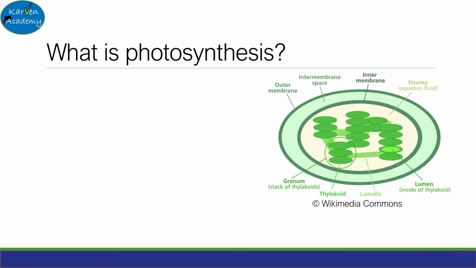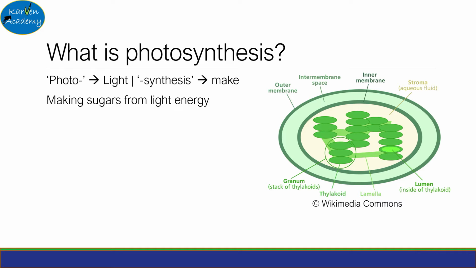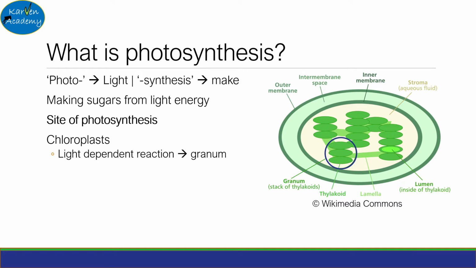Okay, let's answer what is photosynthesis. Photo refers to light, and synthesis means make. And in the context of plants, essentially photosynthesis involves making sugars from light energy. Photosynthesis occurs in chloroplasts, no big surprise here, and it consists of two reactions. First is the light-dependent reaction, which occurs in the granum, and then the light-independent reaction that occurs in the stroma.